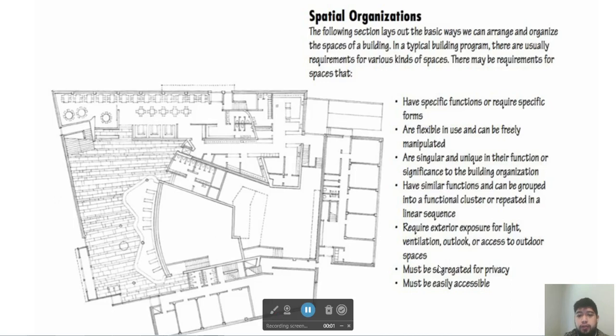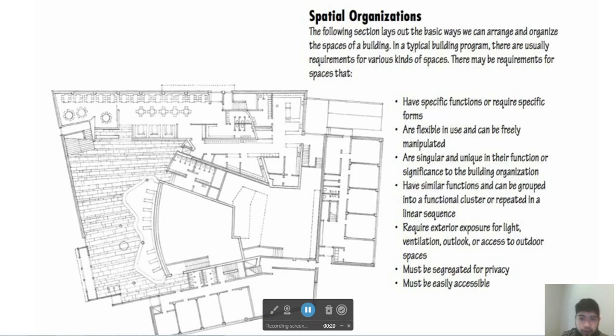Hello, let's keep going with our study of organization. So let's talk about spatial organization. In this section we're going to be talking about different ways that we can arrange and organize the spaces of a building. In a typical building program, there are usually requirements for various kinds of spaces.